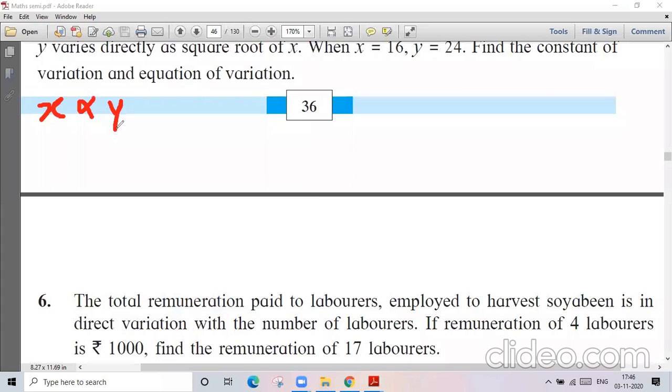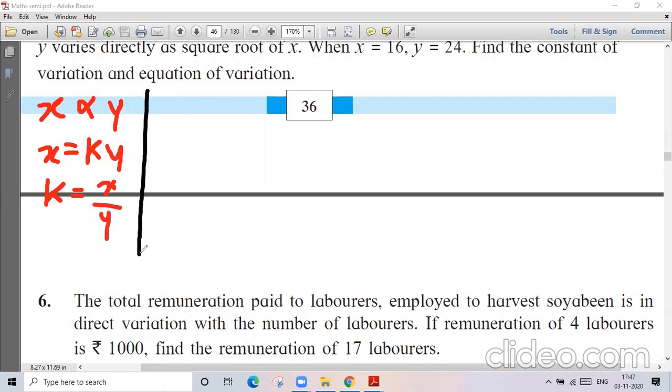Now if the remuneration of 4 laborers is 4,000, first I have to solve this. So let's start like this: x is equal to ky, where k is the constant of variation, therefore k is equal to x upon y. Now look ahead at x upon y. Here the value of x is already given to you. What is the value of x? x is equal to 4.